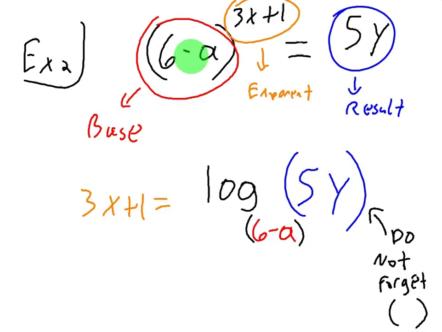6 minus a is your base. 3x plus 1 is your exponent. 5y is your result. So again, I'm just going to write my exponent as the answer, because I know that's the answer to my log. 3x plus 1 equals log.